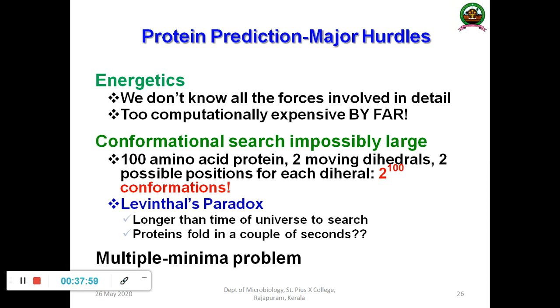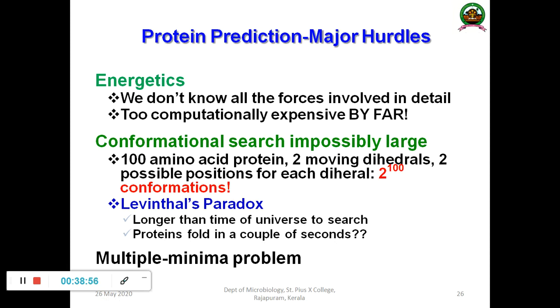Still, protein structure prediction is a very big hurdle because it requires a lot of energetics, and it is computationally very expensive. And then there is the conformational search problem, the Levinthal paradox I mentioned in the beginning. One peptide unit has two dihedral or torsion angles, psi and phi. If a protein has at least 100 amino acid residues, the total number of conformations is of the order of 2 raised to 100. It is a very huge number, longer than the age of the universe to search. That is what the Levinthal paradox says, so it is very difficult to identify.